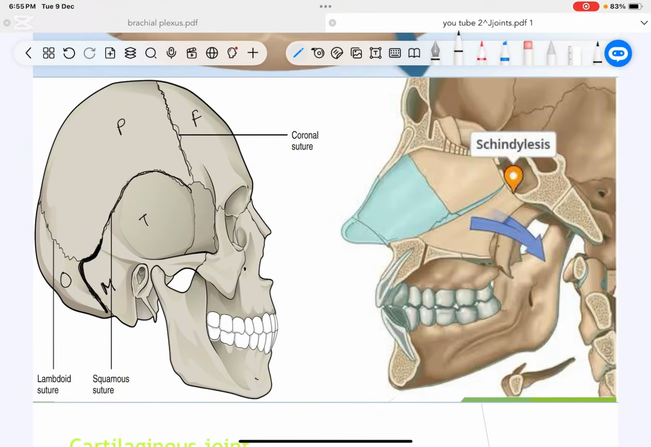So it is named limbus suture. Then synovial. As here on the right side of the screen you can see, this is the vomer and this is the sphenoid. In between the rostrum of the sphenoid and the vomer there is a joint, and we say it is called schindylesis.